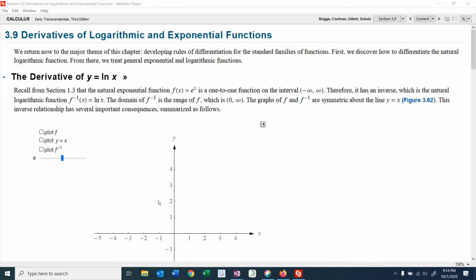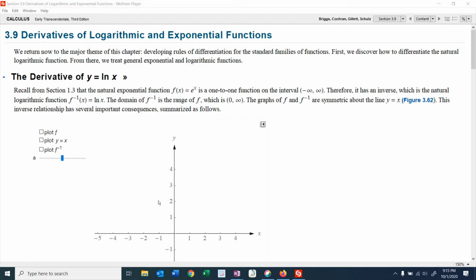Hello again. In this video, we're going to begin talking about the material from section 3.9, which is about finding the derivatives of the logarithmic functions and the exponential functions. Now, the way we're going to develop this section is we're first going to find the derivative of the natural log function. And then after we do that, we'll find the derivative of the general exponential function. And after that, we'll develop the derivative of the general logarithmic function.